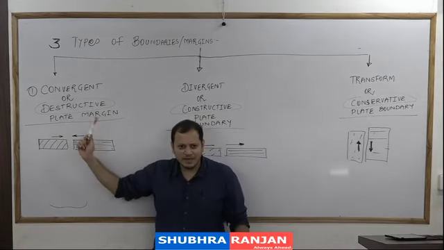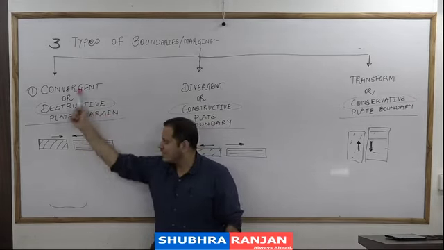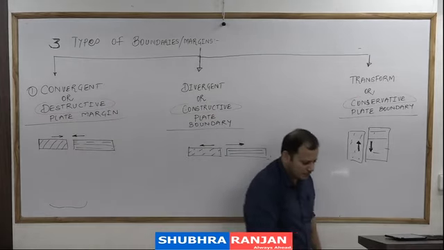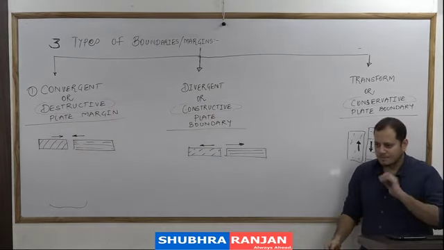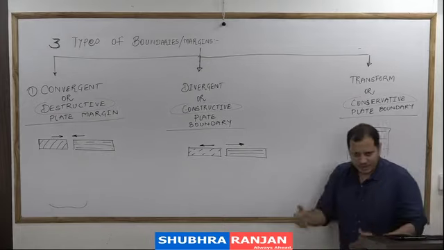What is being destroyed at the trenches? Oceanic crust, and therefore we say it is a destructive plate boundary. Clear with this? Can I go to the next part?